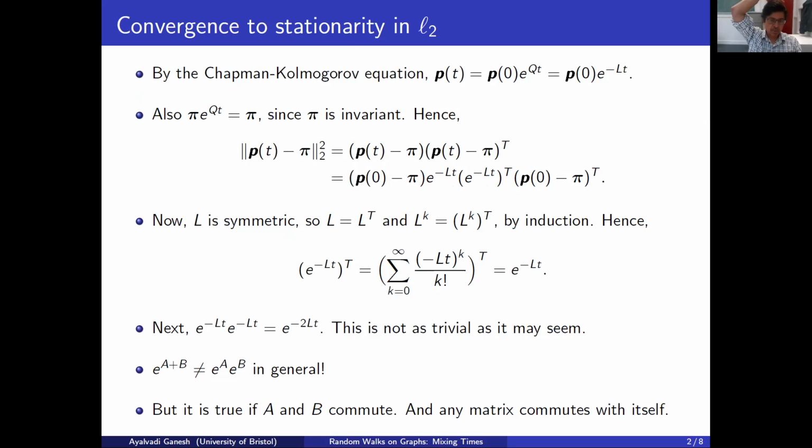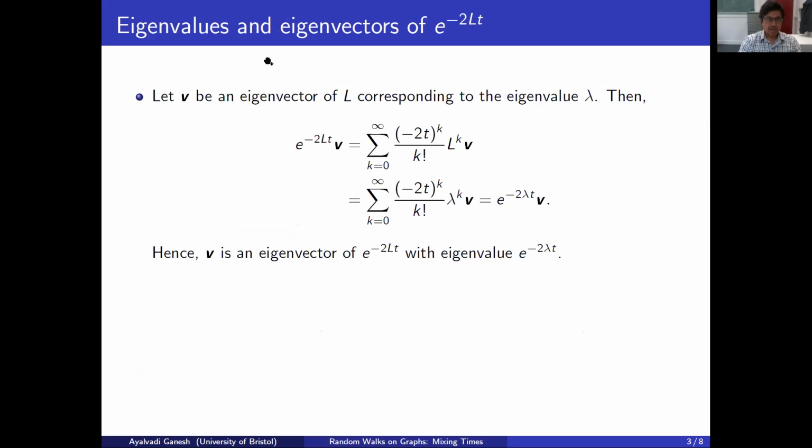And we've studied how to get bounds on quadratic forms. We use the Rayleigh theorem, and the bounds are in terms of eigenvalues and eigenvectors of the matrix of which we are computing the quadratic form. For that reason, we are interested in the eigenvalues and eigenvectors of this matrix e to the minus 2Lt. So let's try to compute those, starting from the corresponding eigenvalues and eigenvectors of L.